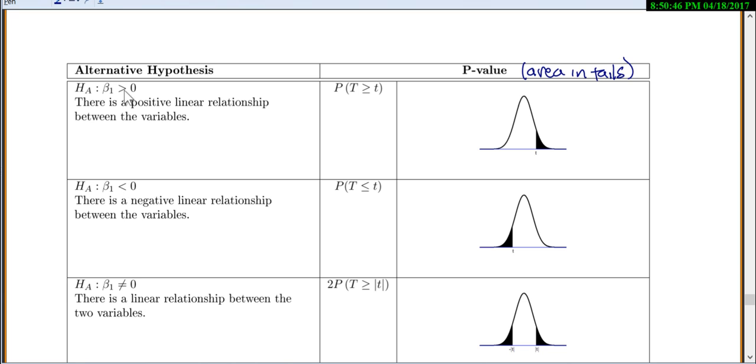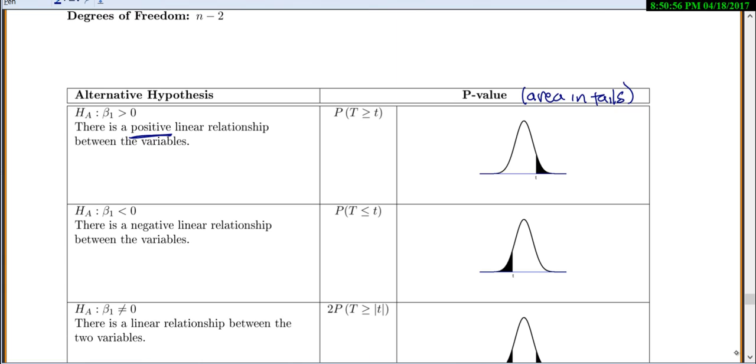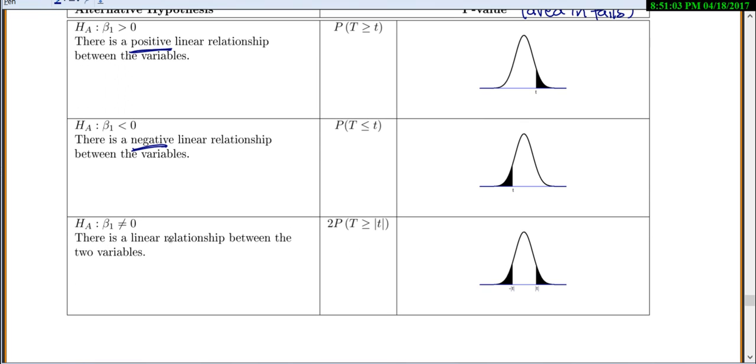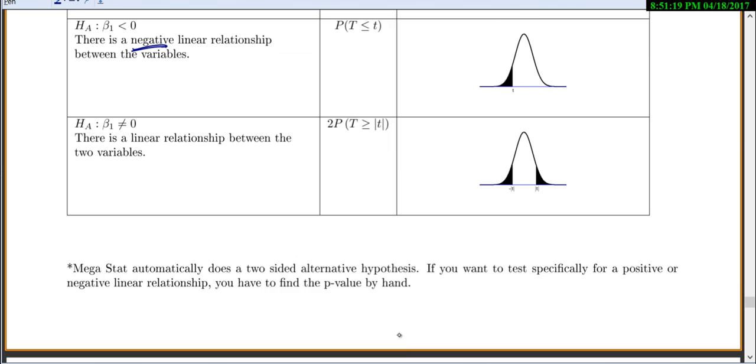But if you want to know if the slope is positive or greater than 0, which means that there's a positive linear relationship, you would shade to the right. If you want to know if there's a negative linear relationship, you would shade to the left. And if you just want to say that there is a linear relationship, you're not even concerned if it's positive or negative, you would do both tails. Which again, that's what most of the software does. So if you want to test for positive or negative specifically, you have to do the p-value by hand. But that's okay, we have lots of experience doing p-values.